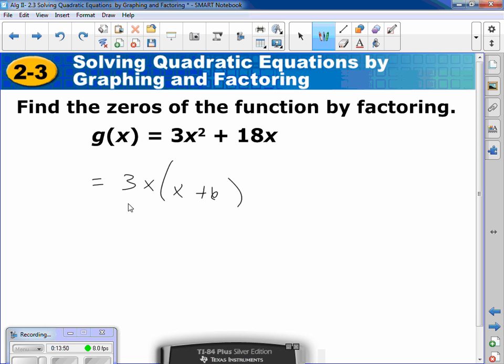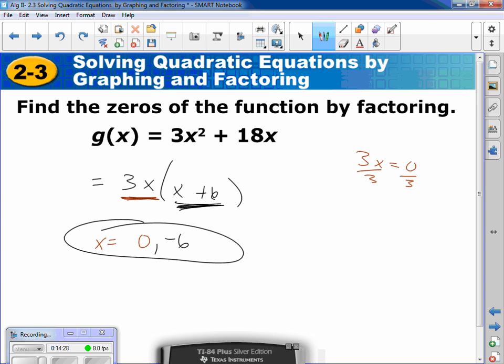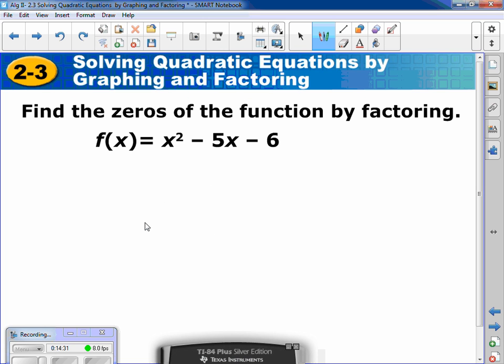Now I need to find my zeros. A lot of people forget about this. 3x equals 0. What value there makes it 0? 0. Well, if I divide by 3, 0 divided by 3 is 0. My first 0 is 0. The second one, looking at this one, what value there? Negative 6. Anyone see a shortcut? No? Just what? Change the sign.